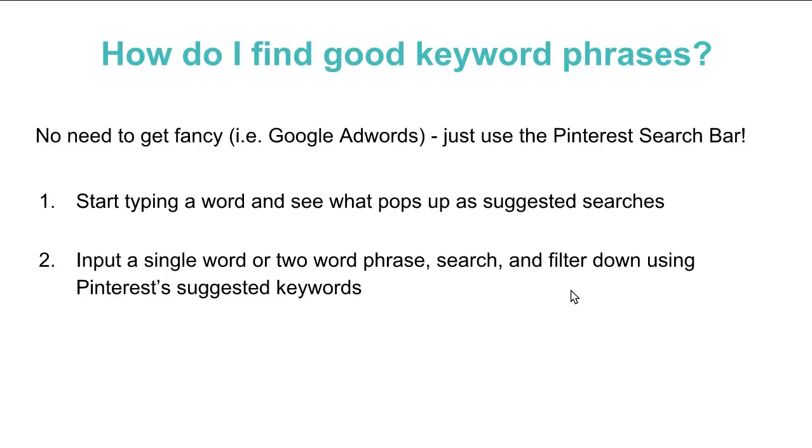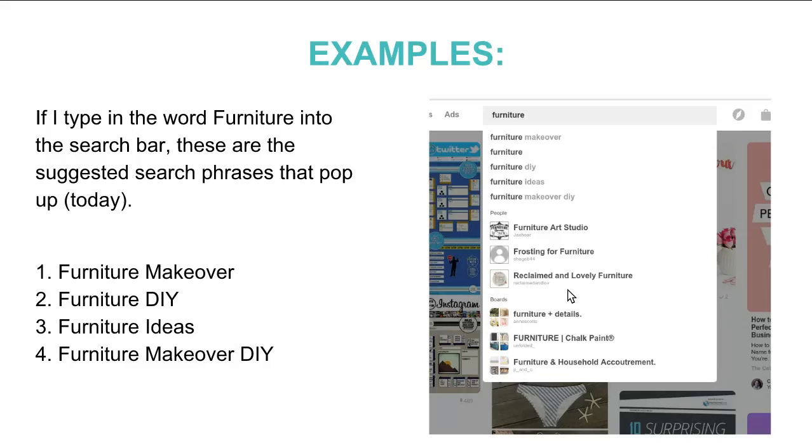Or you can input a single word or a two-word phrase, click search or hit enter, and filter down using Pinterest's suggested keywords. We're going to walk through some examples. By the end, you should have a good grasp of how to find and come up with keyword phrases for your SEO checkpoints.